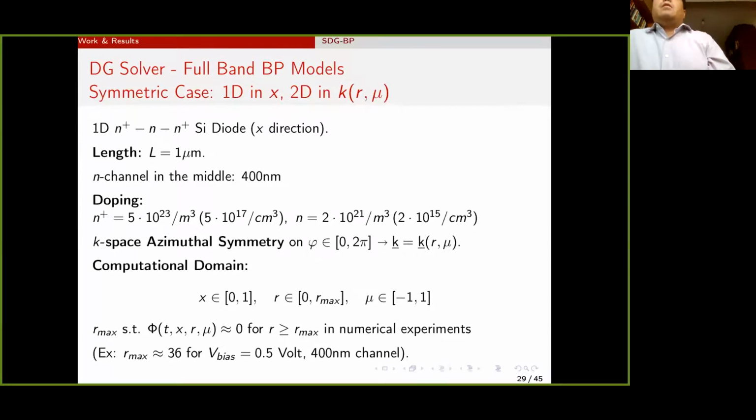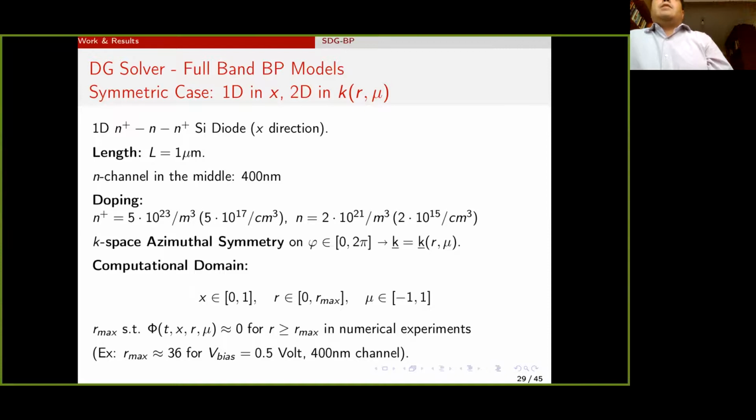Okay, so some indications of the particular problem that we're going to study: it is basically 1D in position and 2D in momentum, because you can use azimuthal symmetry and eliminate one of the variables. So you're going to have an N plus, N, N plus silicon diode, meaning that there is a higher doping in the extremes, and in the middle, which is called the channel, there is a lower doping.